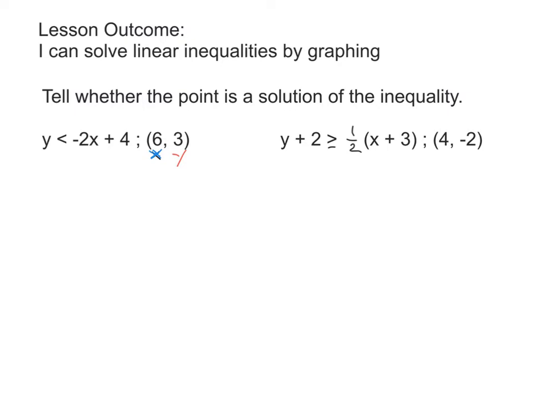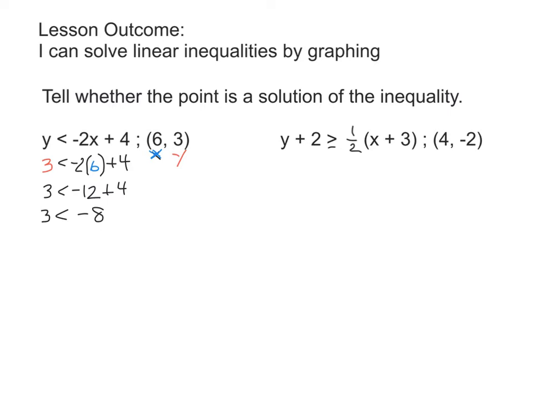for y. So we're going to put the 3 here for y: 3 is less than -2 times our x value, which is 6, and then plus 4. So we simplify on the right-hand side, and we're just going to leave the 3 the same on the left-hand side. 3 is less than. -2 times 6 is -12 plus 4. And then we keep going. 3 is less than -12 plus 4. -12 plus 4 is -8.